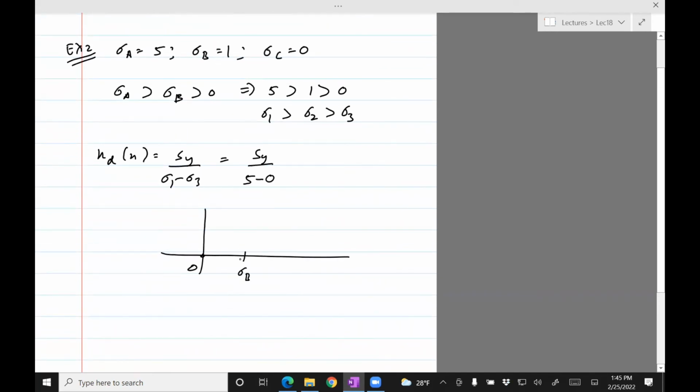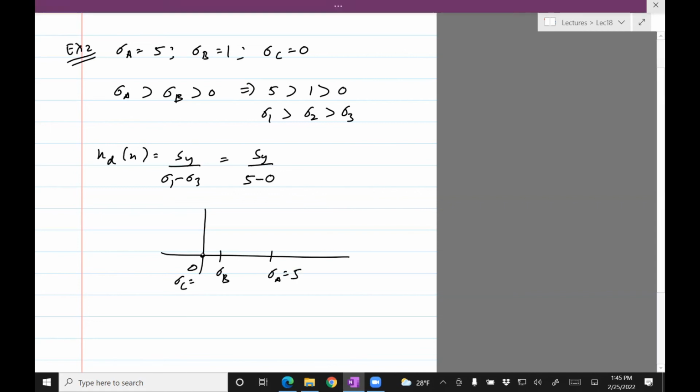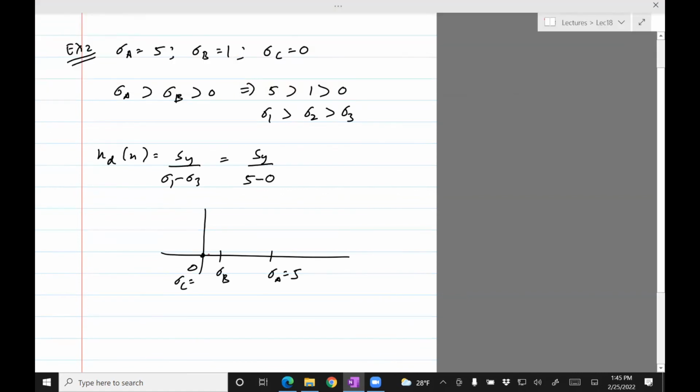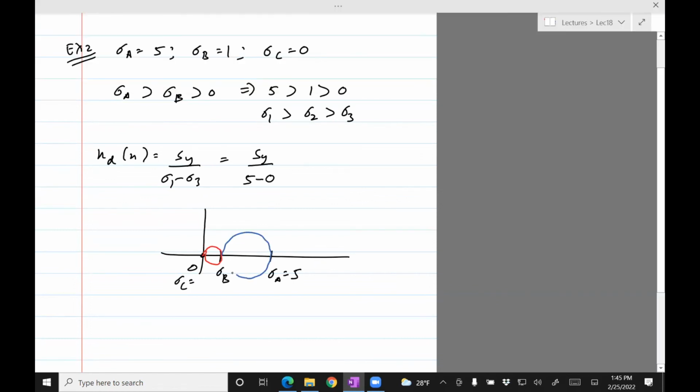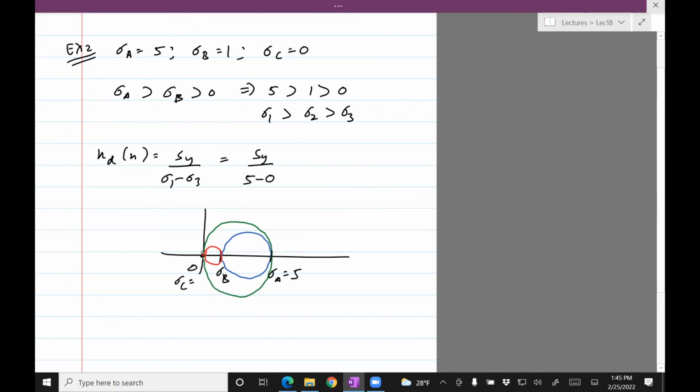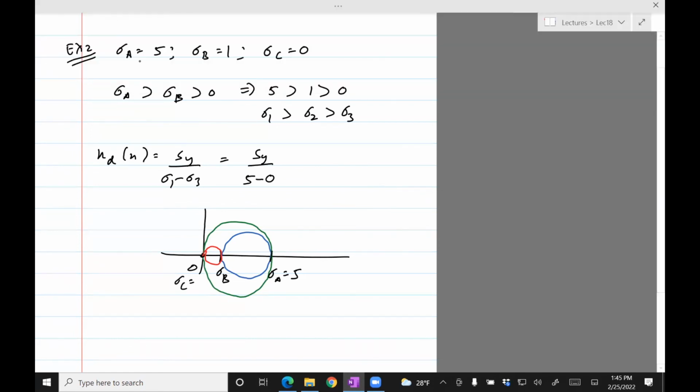Sigma B is here. Put it closer to the axis. This is sigma C. And then sigma A equals 5. Okay, so I need to draw more circles now with these 3 dots. One of them would be this one. One of them would be like this. And the third one would be like so. And then if you want to figure out the maximum stress, it's going to be right here.